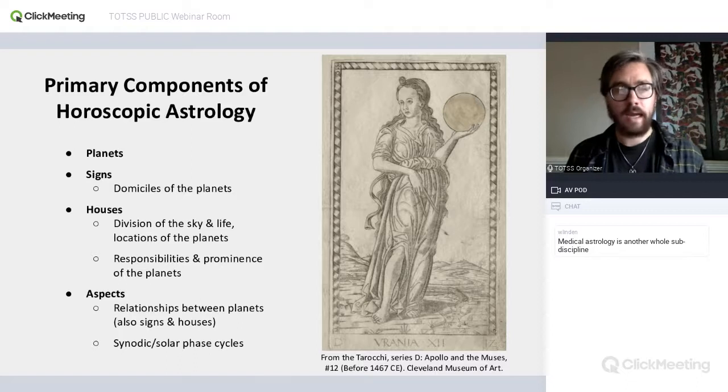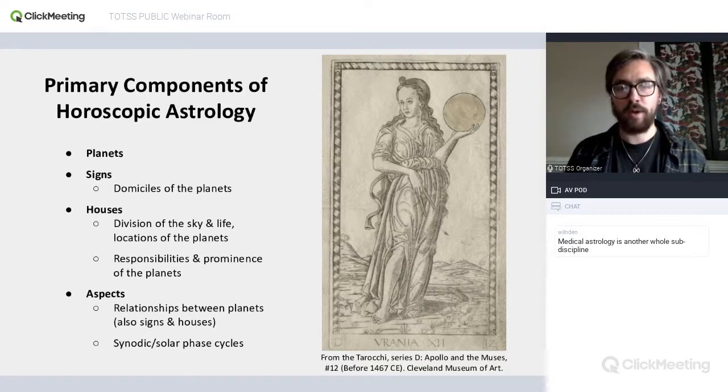All right, and then we have the signs. This is the twelve signs of the zodiac, and while they have some of their own significations and meanings, again, especially from the point of view of traditional astrology, the really important thing that the signs of the zodiac are is, now I'm using the word domicile here. Domicile is essentially a fancy word for house, but there's something else in astrology called houses. So to avoid confusion, I'll just use the word domicile.